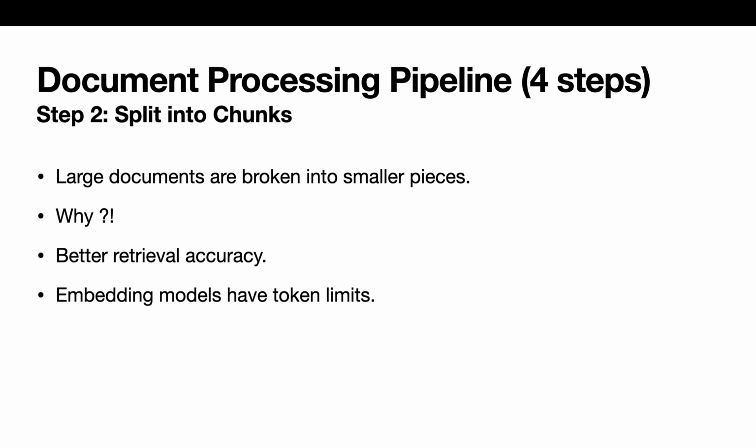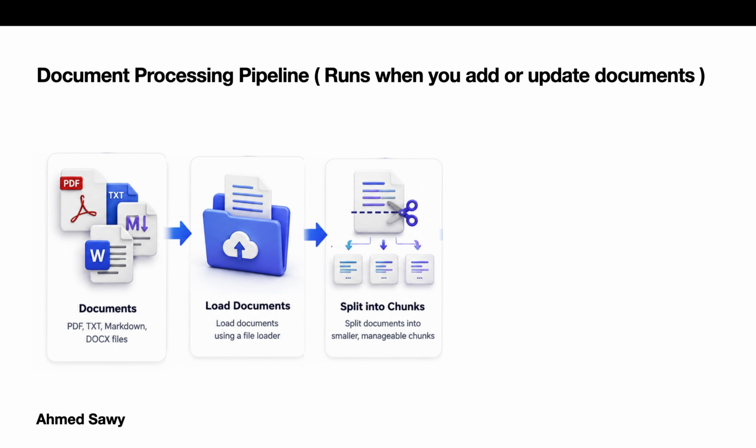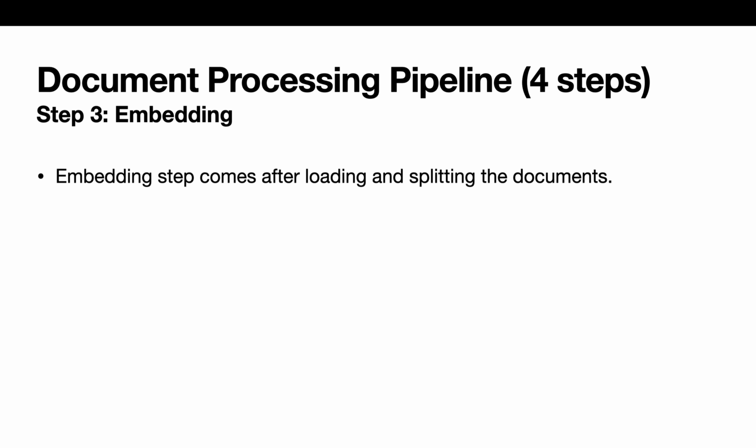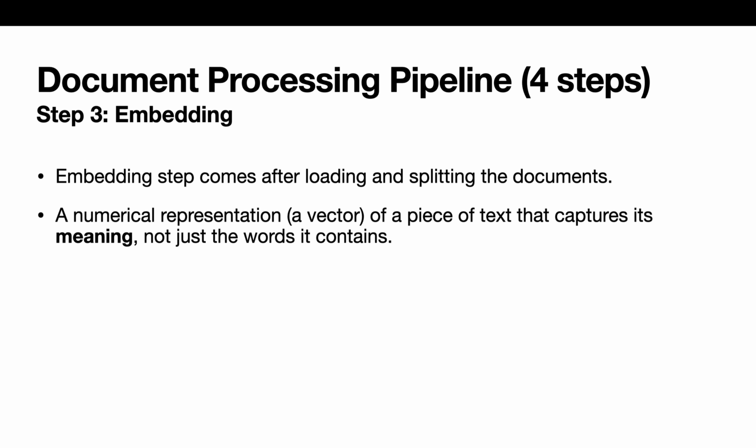Now, after splitting the text into chunks, it's time to generate the embedding, to convert those chunks into vectors. So the embedding is our step 3 in the document processing pipeline. This embedding step comes after loading and splitting the documents. Embeddings usually means a numerical representation of a piece of text that captures its meaning, not just the words it contains. So it represents the text and its meaning, not only the text, okay?